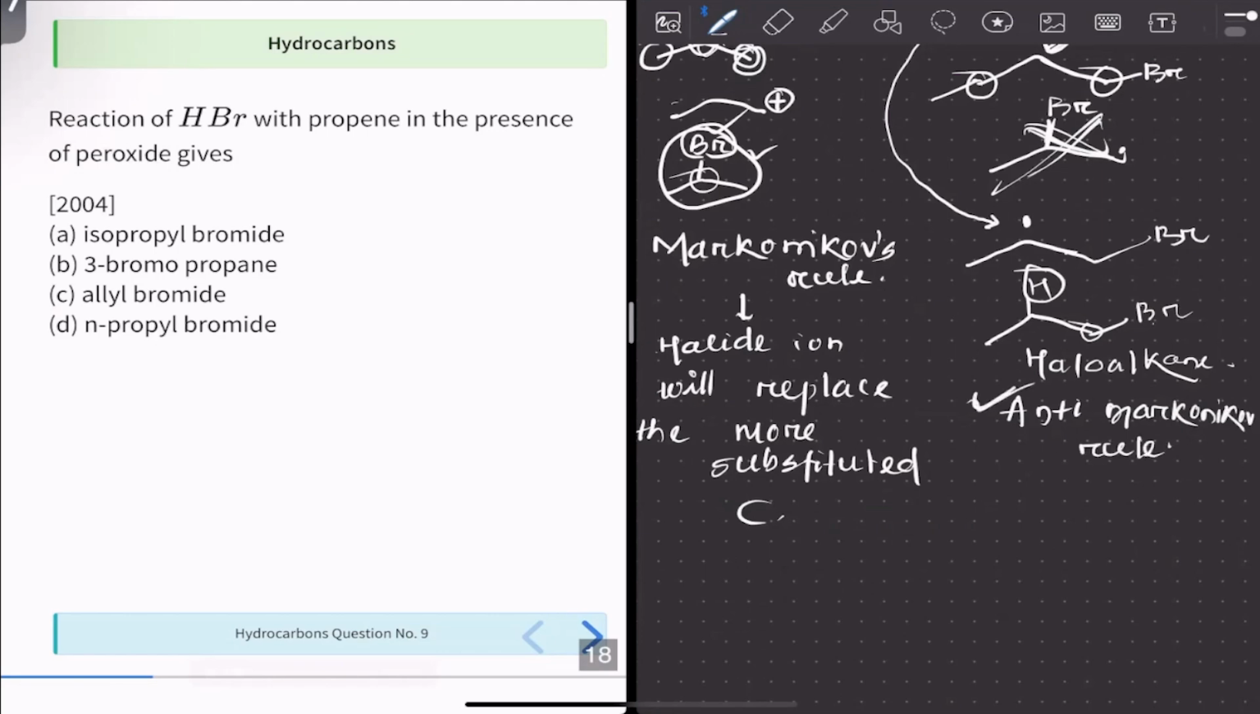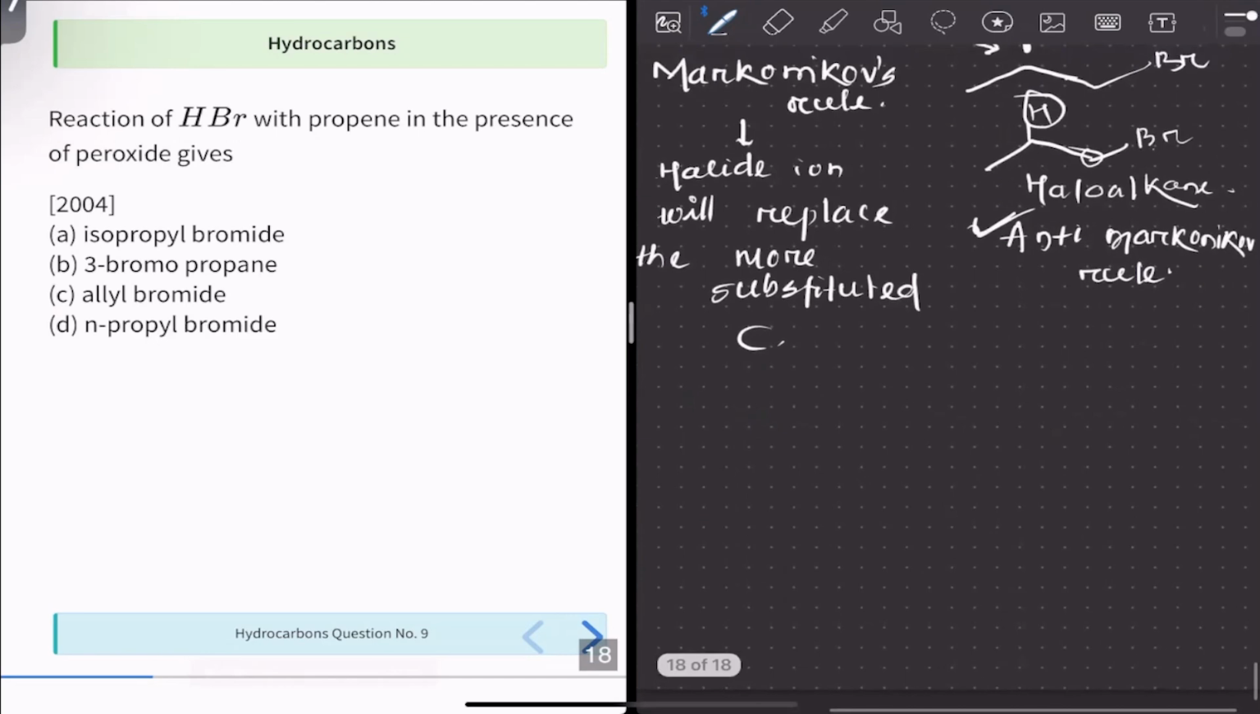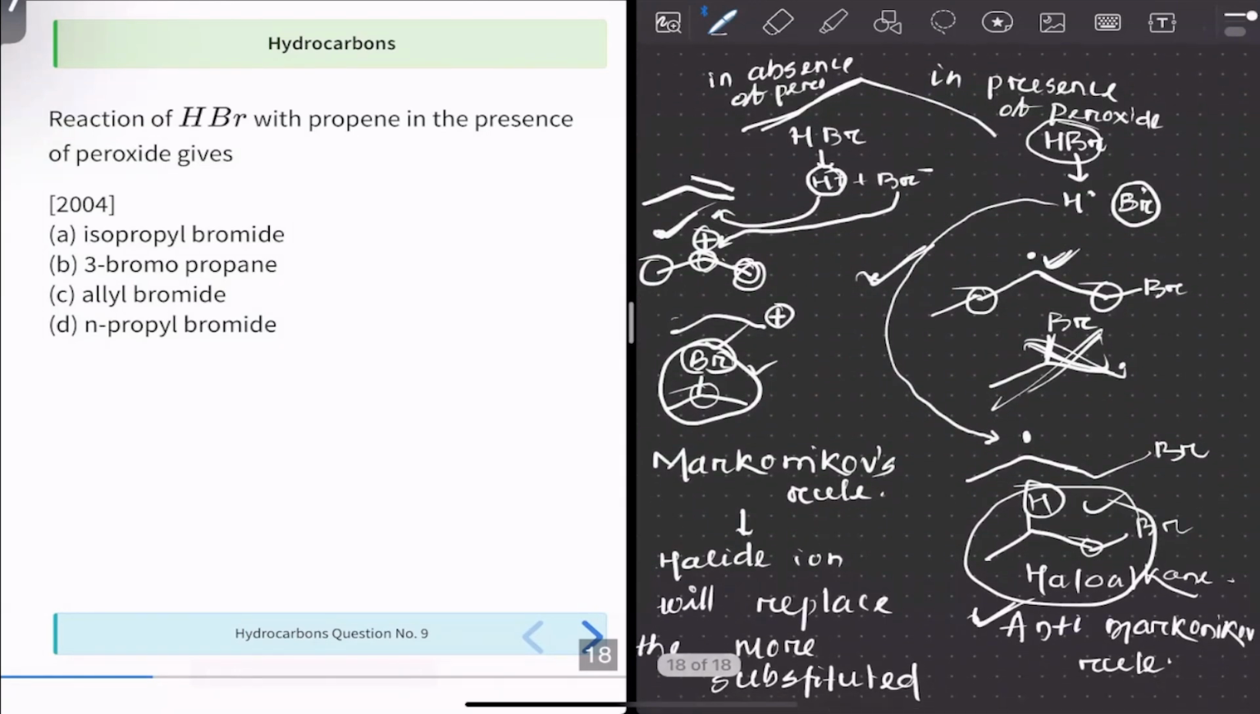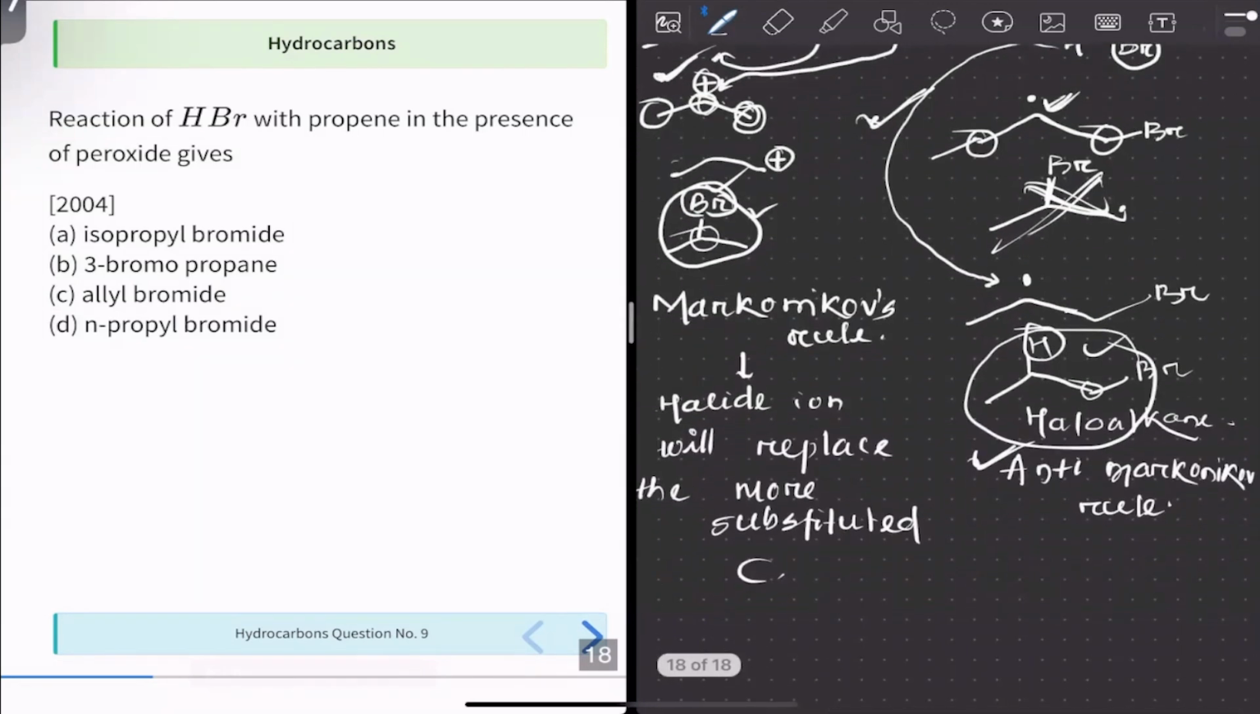Only use this in case of peroxide. So in this question, the reaction of HBr with propene in the presence of peroxide will give this product, that is n-propyl bromide. You don't have to do the mechanism, just remember it. For the exam point of view, you just have to find the product, and for that you have to remember the rules, Markovnikov's rule and anti-Markovnikov's rule.